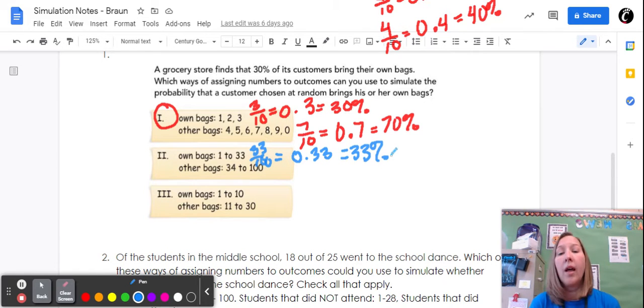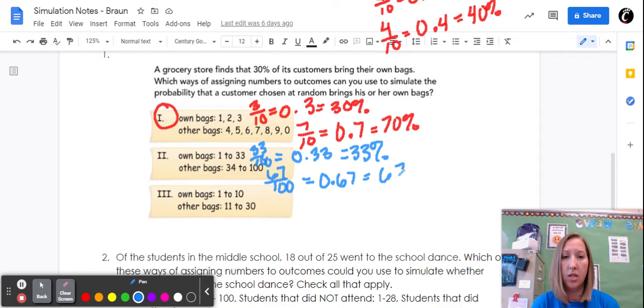Okay. And then the other bags, 34 to 100, this would be 67 numbers, which would be 67 over 100, which would equal 0.67 or 67%. And again, this is a complete probability model. It adds up to 100, but it is not representing our 30% in this problem. So we want to look at example 3.